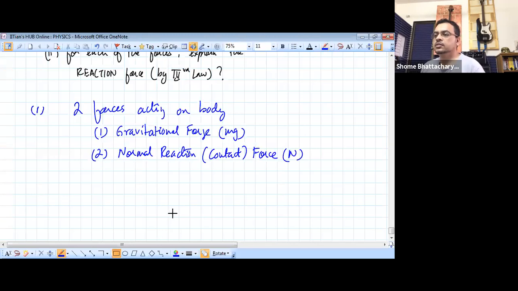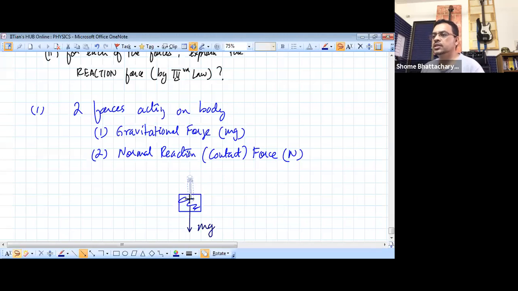Further, if I want to explain this in the diagram, on the body there are two force vectors acting. One is the gravitational pull of the earth, pulling it down with mg, and the other is the normal reaction that the floor is applying on it upwards.